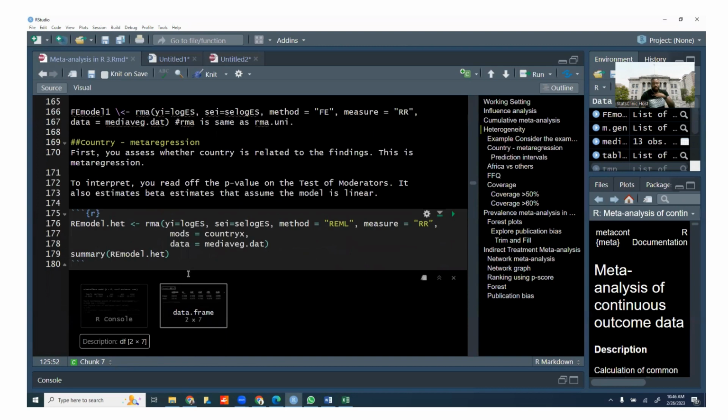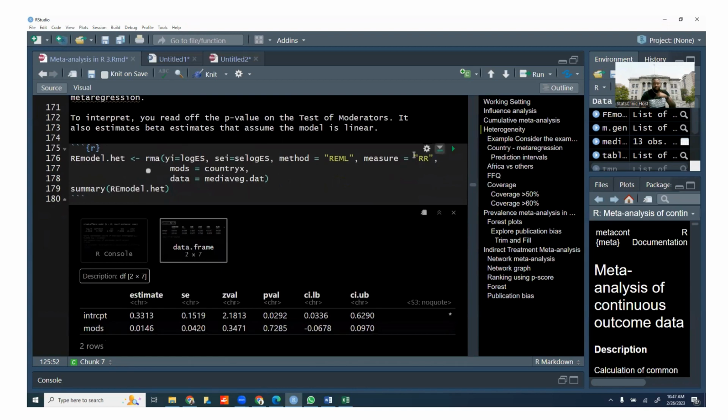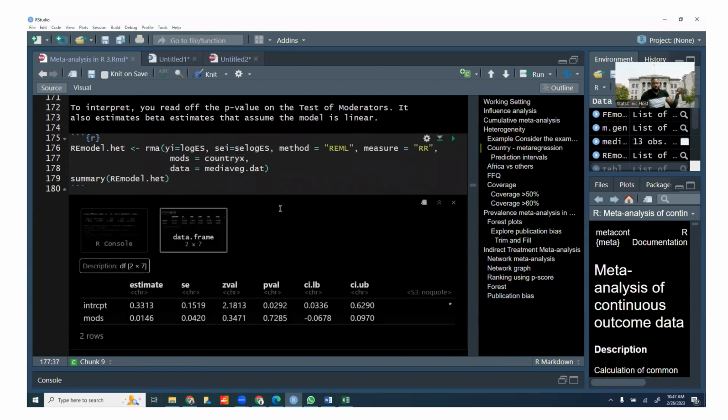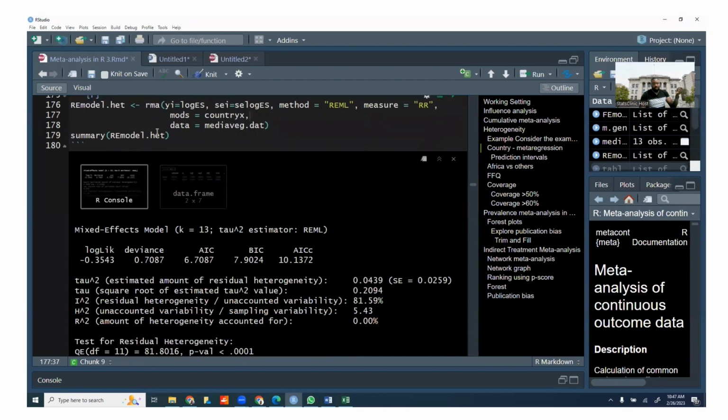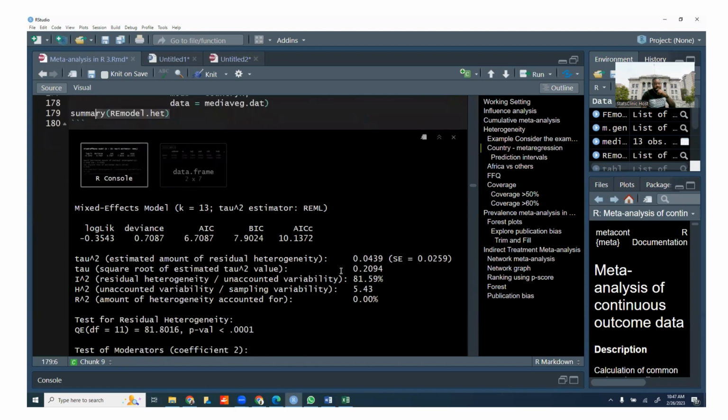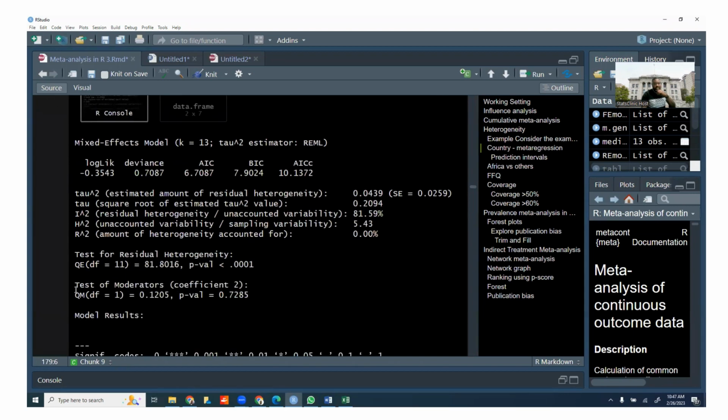So the first thing I want to do is to examine the extent to which meta-regression differs by country, right? And we have 5 countries. So if you run this code, here you're just looking whether country affects heterogeneity. If you run this code and you look in the summary results that you get, this is a test of moderators that you're going to look at.